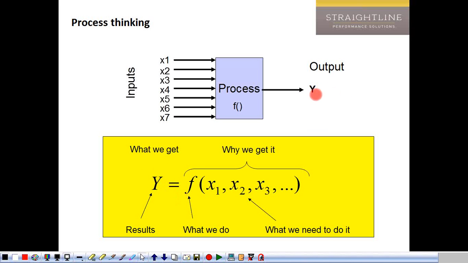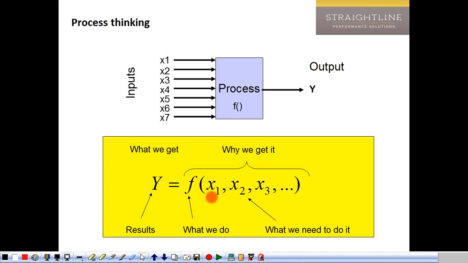But anyway, we'll call the outputs Y's or big Y's sometimes, the inputs X's, and the process is that function that puts it all together, right? So what we get is a function of what we do and what we need to do it. So results are a function of what we do and what we need in order to do what we do. Okay? So that's the Y equals F of X notation that we're going to be talking about. In a nutshell, that's it.